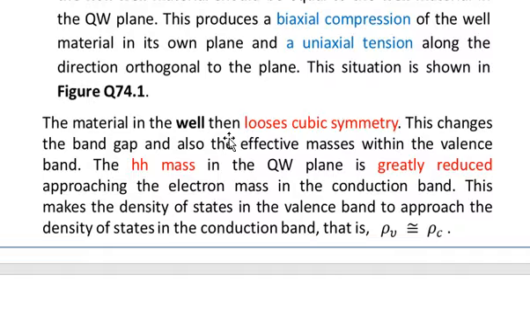The material in the well then loses its cubic symmetry. So under the growth process, what happens is that the material in the well loses cubic symmetry. This changes the band gap and also the effective masses within the valence band. The HH mass, which we called heavy hole mass, in the quantum well plane is greatly reduced, approaching the electron mass in the conduction band.